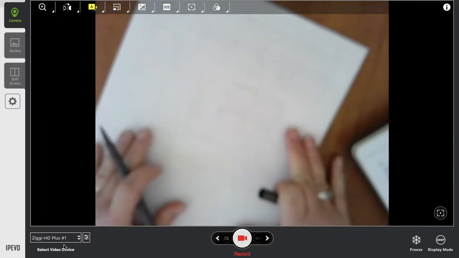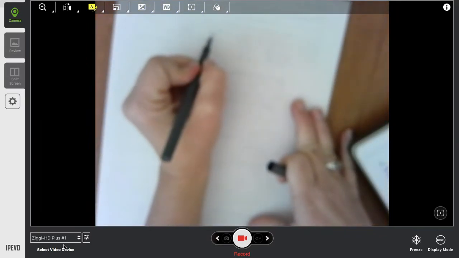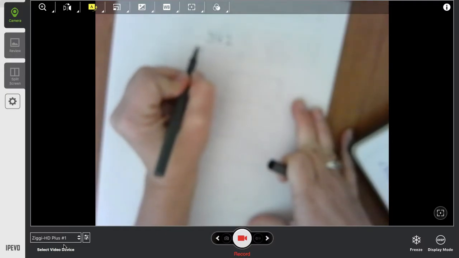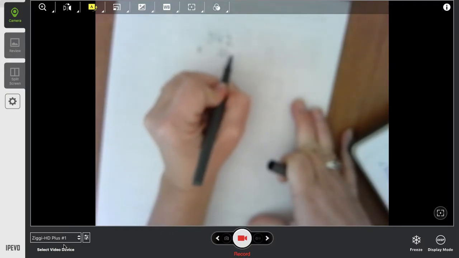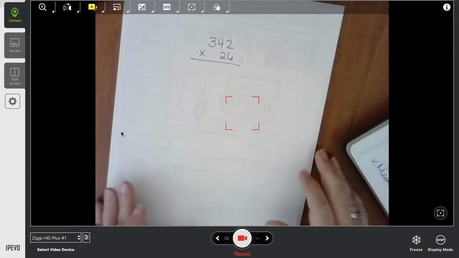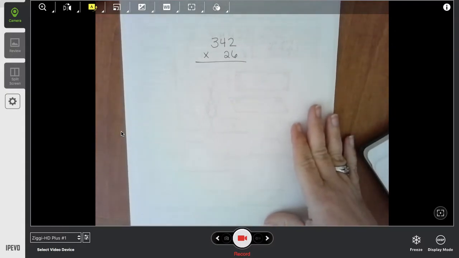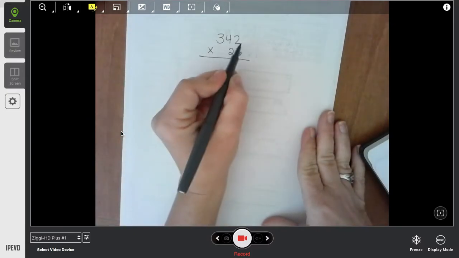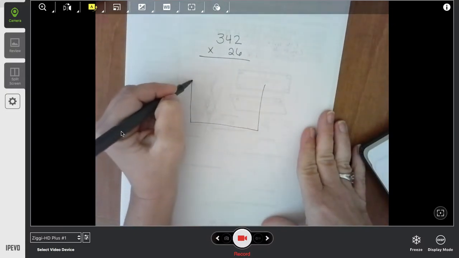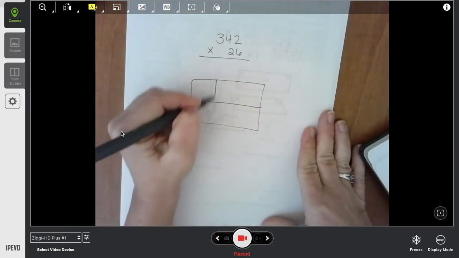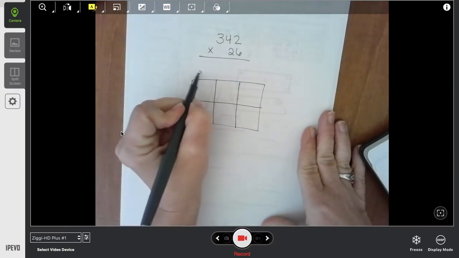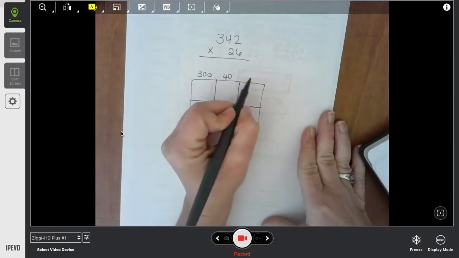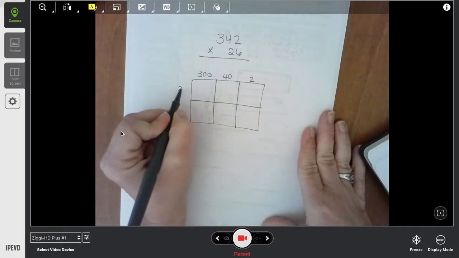All right. So here's our first number. Let's say we're doing 342 times 26. Okay. Oh, that's nice and blurry. Let me focus in here. There we go. Much better. 342 times 26. Okay, so those of you who are using partial products, we have a 3-digit by 2-digit. So we're going to make our box 3 by 2, 342, and then we break down 26.